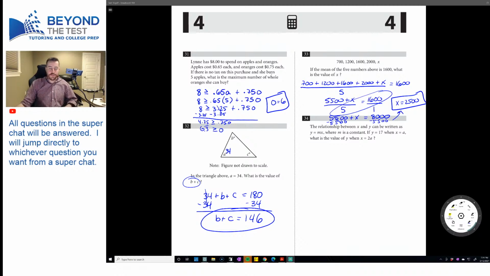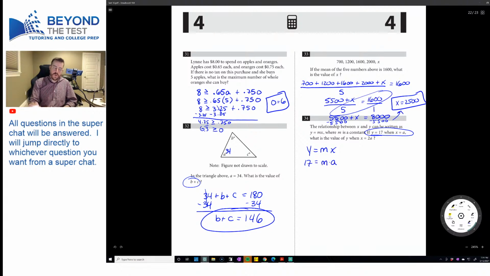Let's take a look at number 34. It says the relationship between x and y can be written as y equals mx, where m is a constant. If y is equal to 17 when x is a, what is the value of y when x is 2a? Okay, well, we know y equals mx. That's what they told us. Let's start with this first part. y is equal to 17 when x is equal to a.